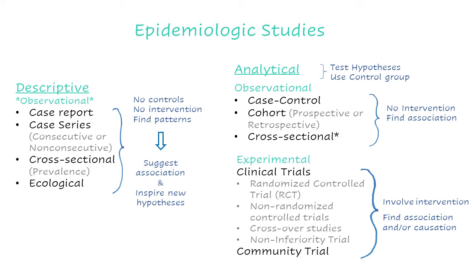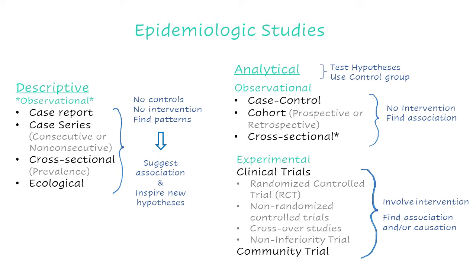Case control studies involve separating subjects into two groups: those with a disease or outcome of interest, the cases, and those without, the controls, and then comparing their history of exposure. Cohort studies involve separating subjects into exposed and non-exposed groups and then following them over time to compare the development of a particular outcome, such as a disease or a disease complication. More on these two in a minute.